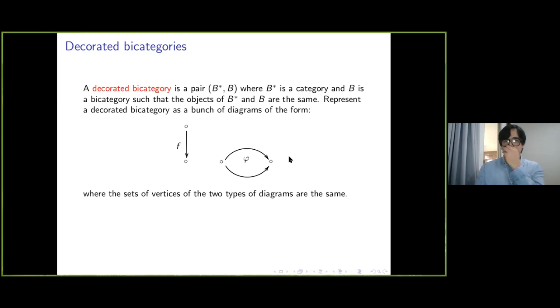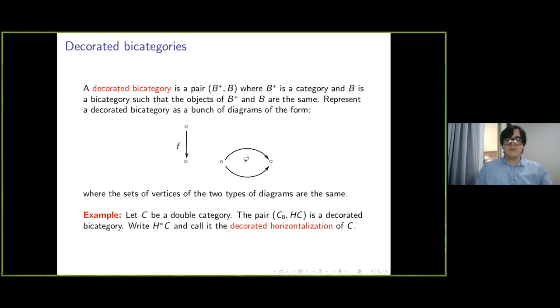So we want to think of a decorated bicategory as a bicategory, let's say a module-like bicategory, and the decoration is the correct notion of morphism, like the category of good morphisms that we want to include in our bicategory. An example of this: suppose C is a double category, then the pair formed by the category of objects of the double category and the horizontal bicategory is a decorated bicategory.